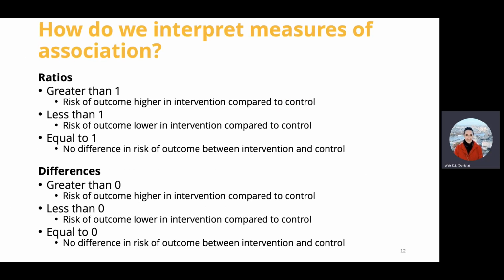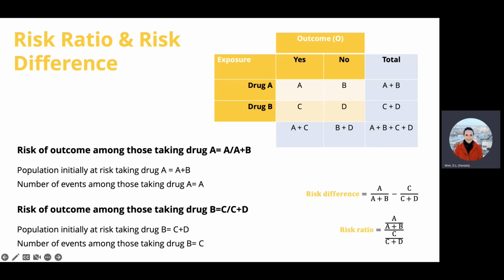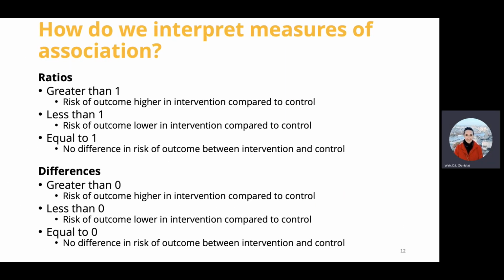So then after we've calculated these measures, how do we actually interpret them? For the ratios, again, we're always comparing drug A to drug B. It's always the risk in the drug A group minus the risk in the drug B group, or the risk in the drug A group divided by the risk in the drug B group. So it's always A compared to B. That's important to remember when we're trying to interpret these measures.